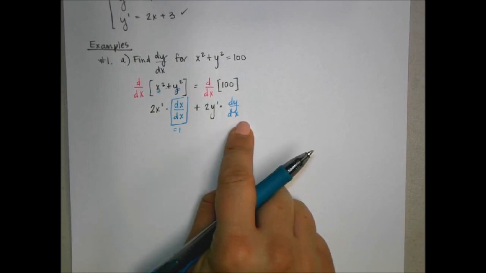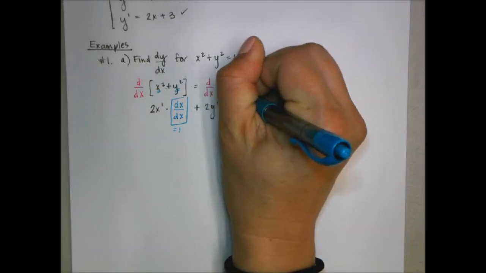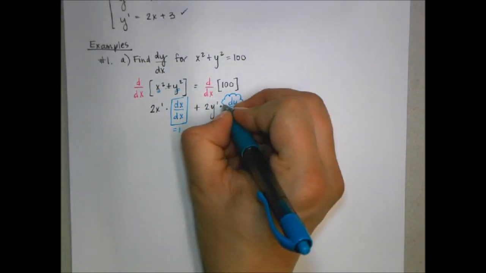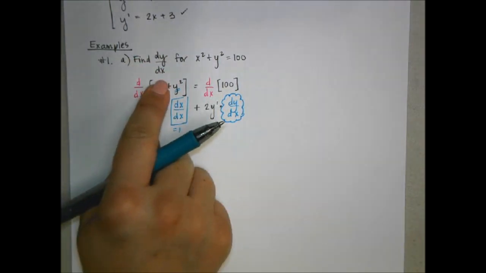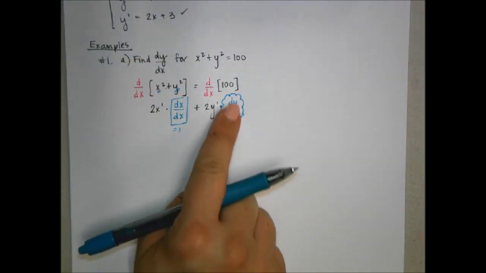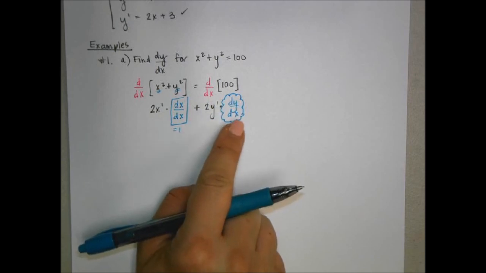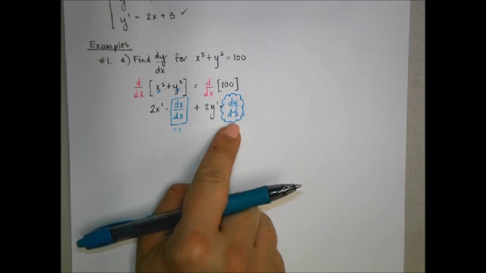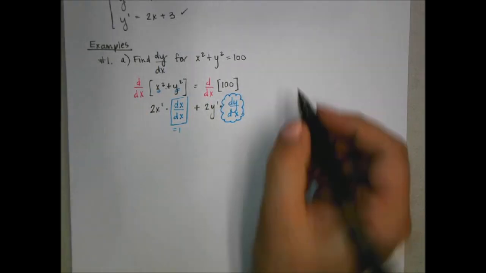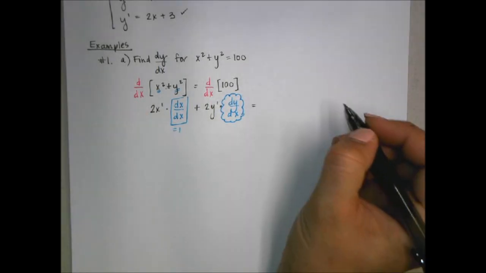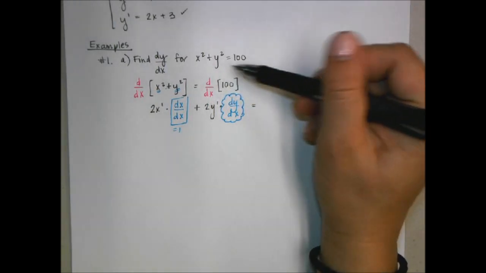And this is actually what they're asking us to solve for. Notice in the problem I said, find dy/dx. Find the derivative of y with respect to x. We're solving for this term. So this is what I want to end up getting by itself as I solve this equation. Okay, we're almost done with our derivative. What's the derivative of a constant? Always 0.